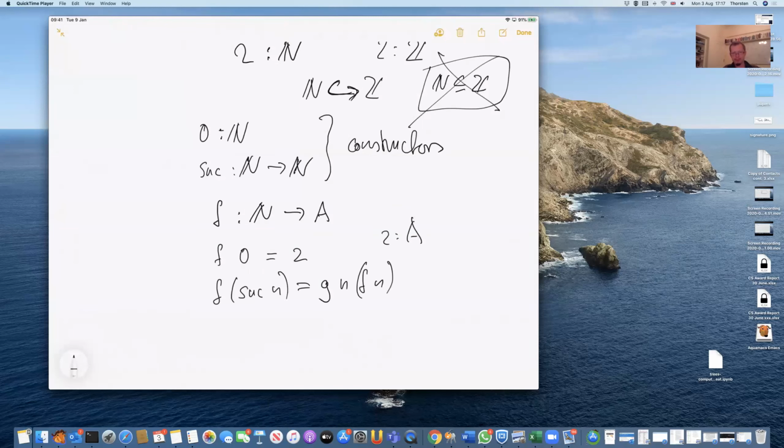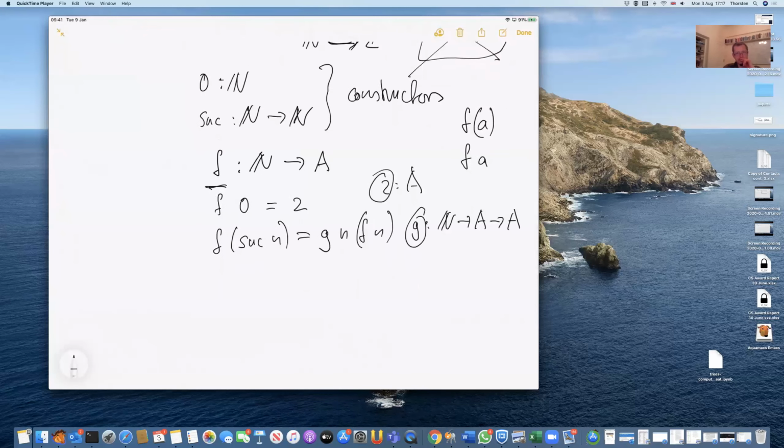Did we talk about this? So f of a, which in mathematics you write like this, in functional programming you write like this. And so you have a function g, which is a function from natural numbers to A, right? So what I have said is, to define a function f from the natural numbers to A, you need to give me a z and a g, and then that's the scheme. That's the scheme you've seen, right? Primitive recursion.